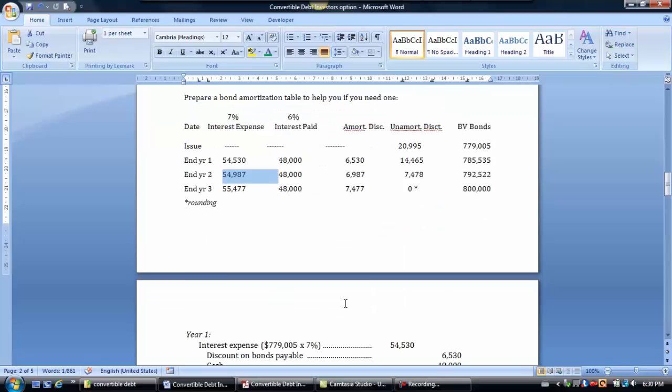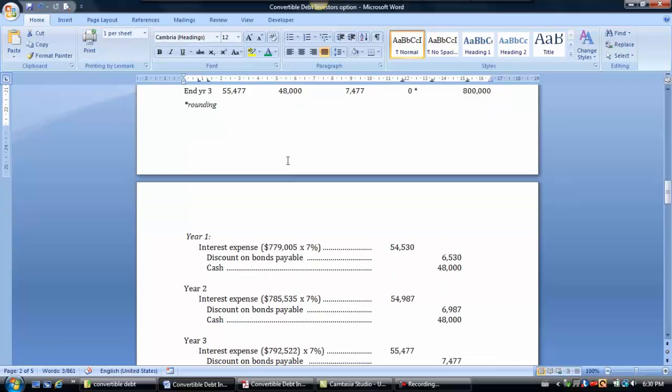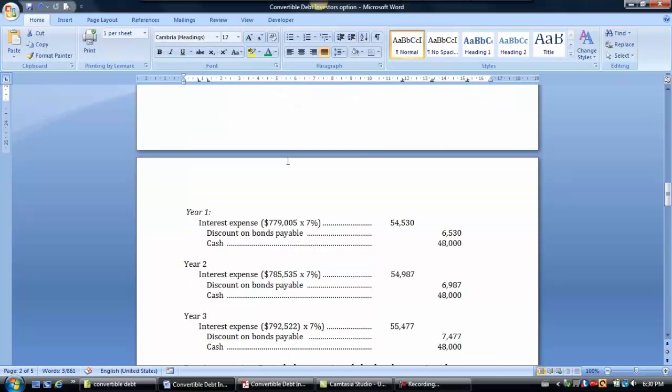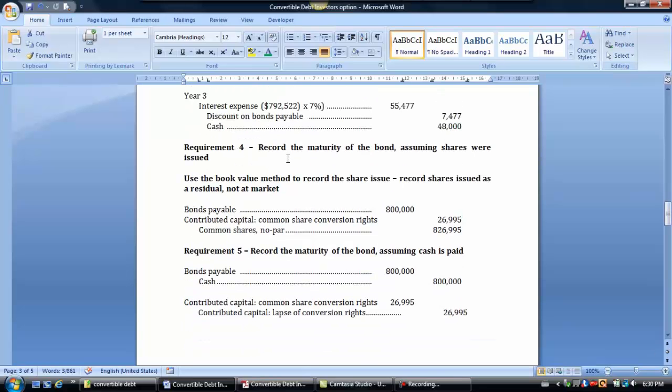Moving on, we'll see that we can now use our table to make our journal entries for interest by amortizing the discount, paying out the cash, and booking the interest expense. So we would be looking here in these three columns every year in order to make our journal entries for interest expense.